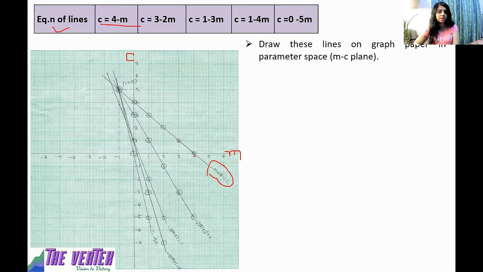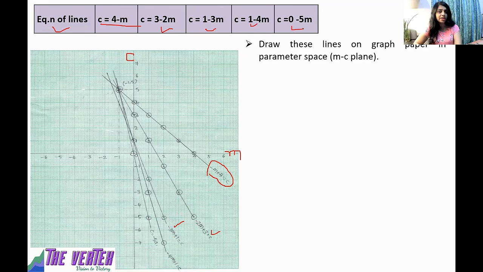How will you draw it? Every time put some value for m and get the value of c, and you will automatically get this line. You know how to draw. If you have an equation, you should be able to draw. You have to change the values of m, 0, 1, 2, and you will get this line. Then draw a line for c equals 3 minus 2m. This is the line. Then c equals 1 minus 3m, and so on. So draw all the lines for all the equations.